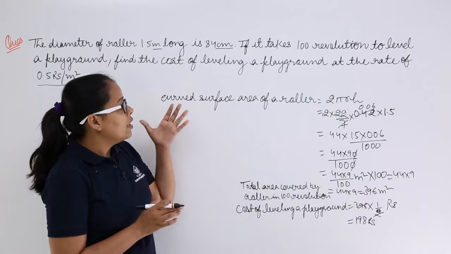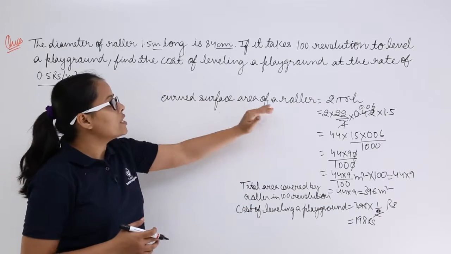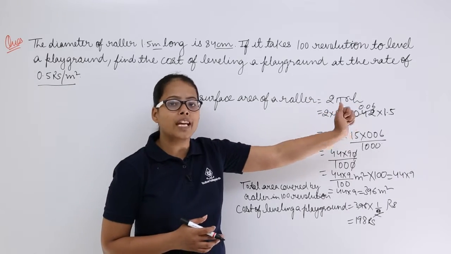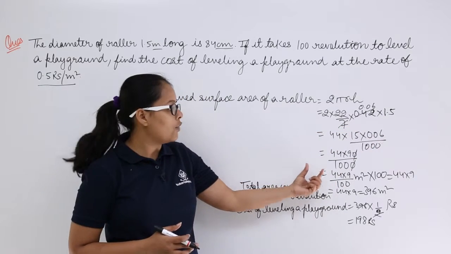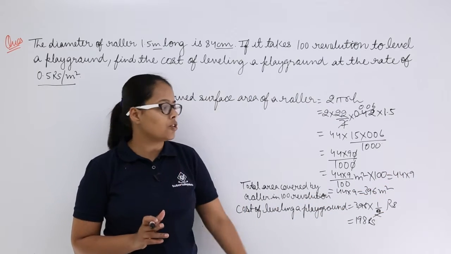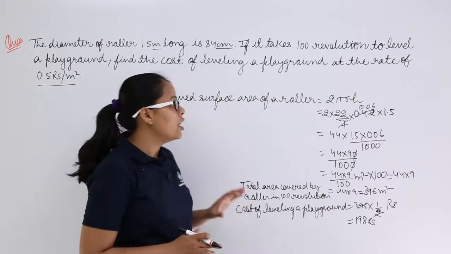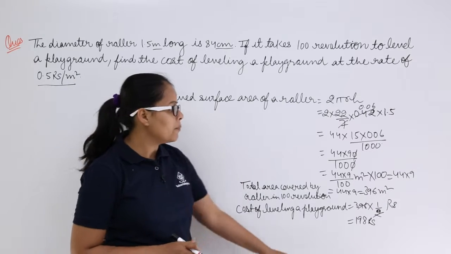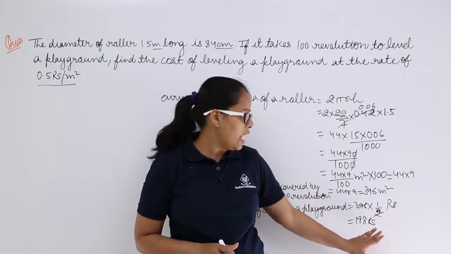So I really hope there should be no doubt. Let me repeat the solution again. Curved surface area of a roller is 2 pi RH. Value of radius is 0.42 in meter, and the length is 1.5 meter long. So on solving this, you'll get 44 into 9. How many revolutions is this making? 100 revolutions. That's why the total area is 396 meters square. Now you need to find out the cost of leveling a playground. So cost of leveling will be the total area and the rate. So this will give you 198 rupees.